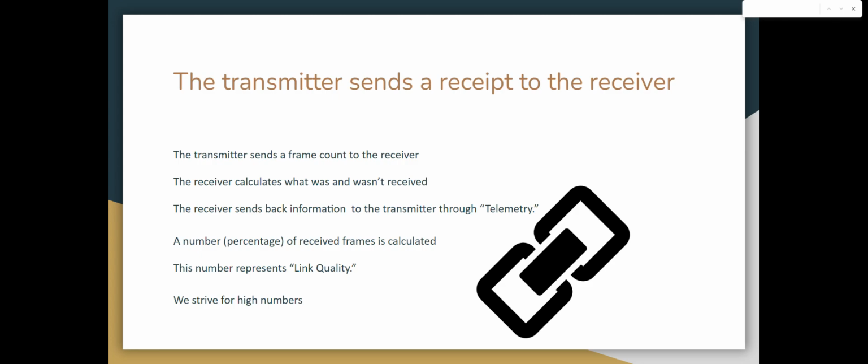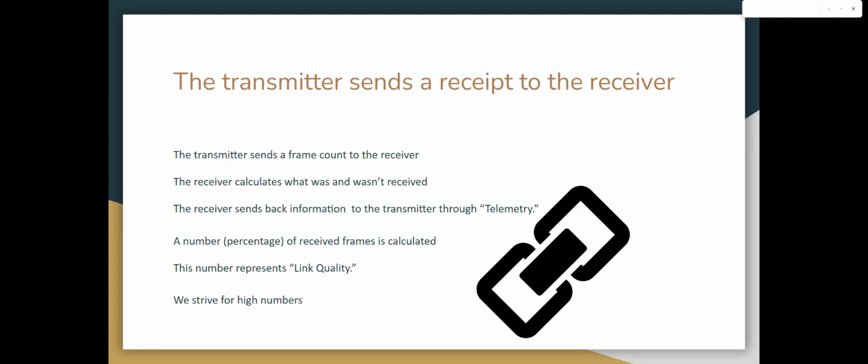This is where things get interesting. The transmitter and receivers, the way they work. The transmitter sends, after a certain amount of time, a reset and it says, hey bud, I sent you 100 frames, what did you get? And the receiver calculates and says, I got 90 frames, so 10 frames went missing. And you will know about this because it sends back information.